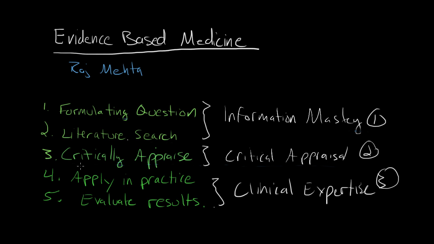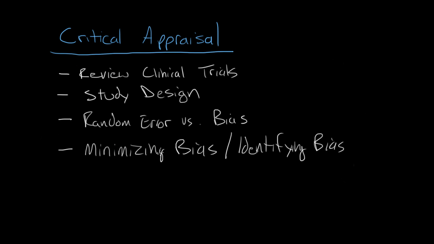In today's video, we're going to start by going into our critical appraisal. Critical appraisal involves several things. It involves reviewing clinical trials, looking at study designs, understanding the difference between random error and bias, and then trying to either minimize bias when we apply EBM or try to identify bias when we're looking at studies.